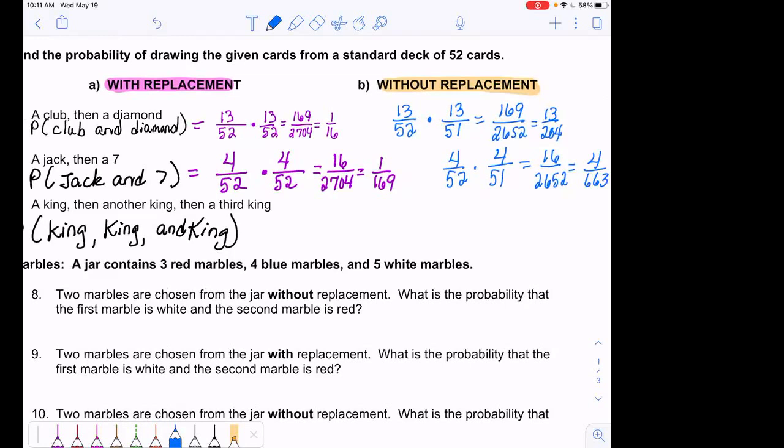All right, the last one like this. You want to get 3 kings. So there are 4 kings in a deck of cards. I want to get 3 kings. So the first king is 4 out of 52. The second king is 4 out of 52. The third king is 4 out of 52.